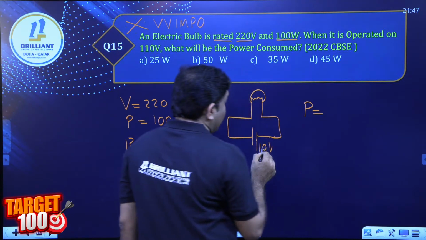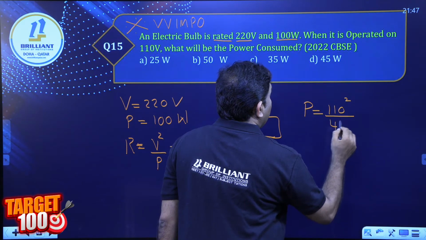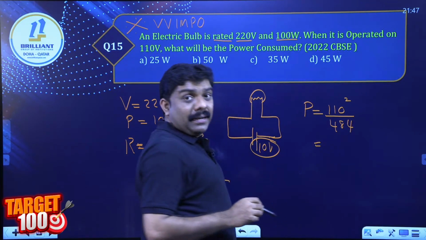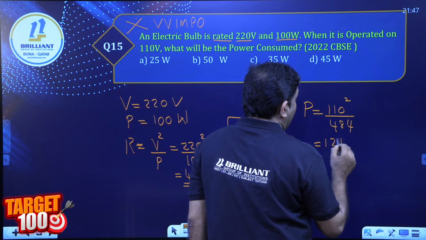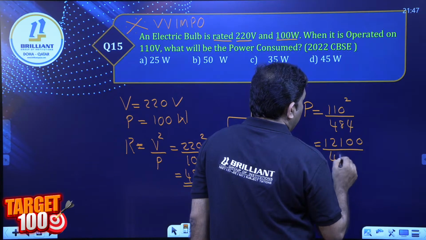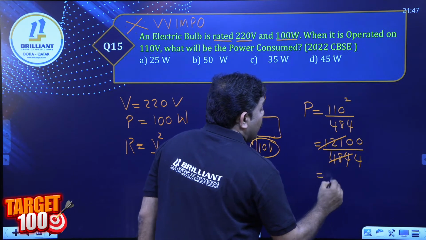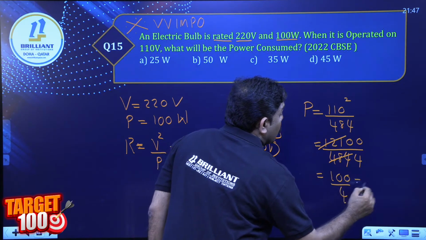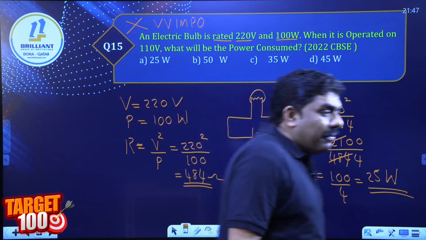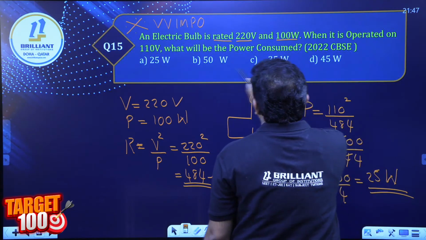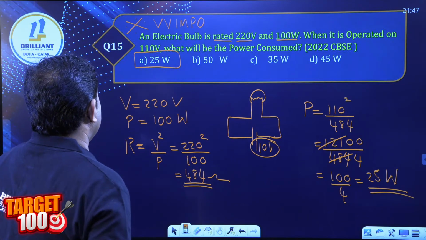That is V square by R. The new voltage is 110. So 110 square divided by 484. 11 square is 121, then 00, divided by 484. You can simplify: dividing by 4, 100 by 4 is equal to 25 watt. So the right answer we are getting is 25 watt, which is option A. 25 watt is the correct answer here.